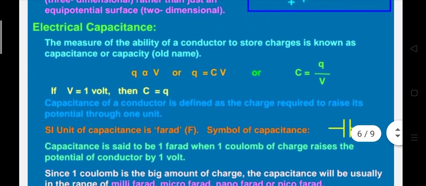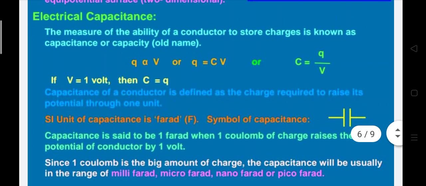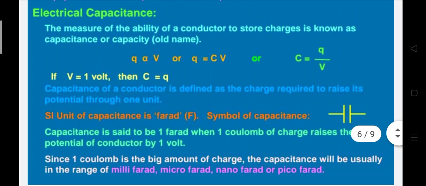Q is directly proportional to V. More the potential, more the charge that can be stored over a conductor. So we remove the proportionality sign. Instead of the proportionality sign, we put a constant. That constant is C, and that is known as capacitance. So Q is directly proportional to V, proportionality constant C, Q equal to CV. C is known as capacitance or capacity.